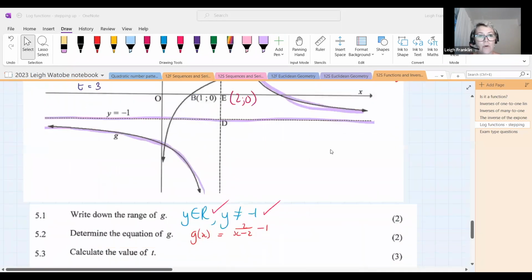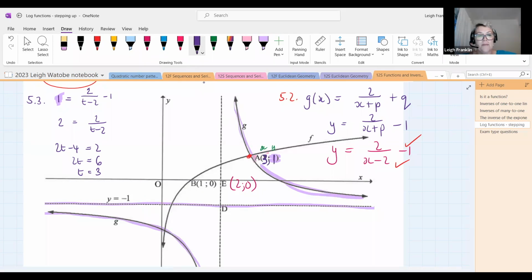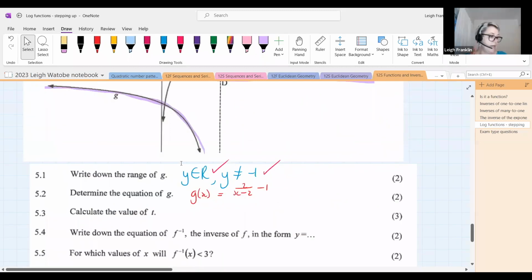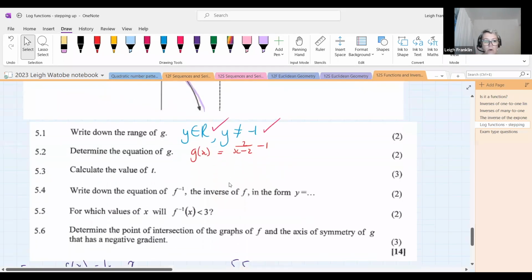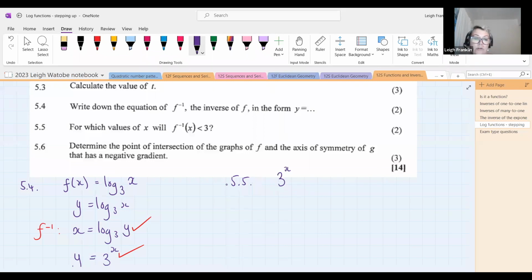So let's go back and have a look. Here we know that this was equal to 3. So x was equal to 3, y was equal to 1 at that point. So they're asking us for which values of x is y going to be less than 3. We know that the equation of our inverse is 3 to the x. That's our y, isn't it? Is everybody happy with that?